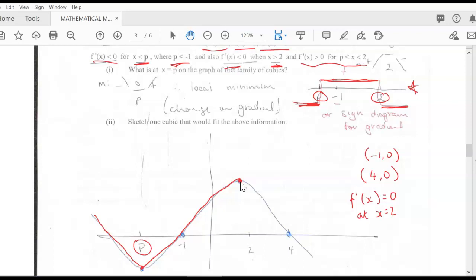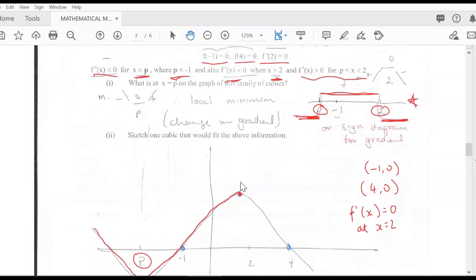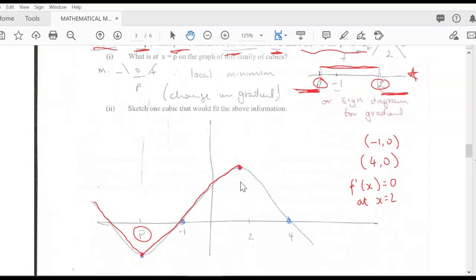Now, when x is greater than 2, it's decreasing again, which I've already drawn on my sign diagram. So we're going down. All right, so we've got our 2 points, our x-intercepts at -1 and 4. We don't know what this point is, but we know that at P we've got a turning point, so we've got to go up, and we don't know what the value is at P.